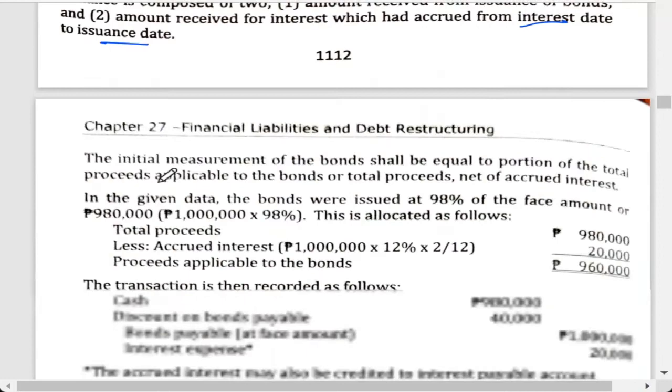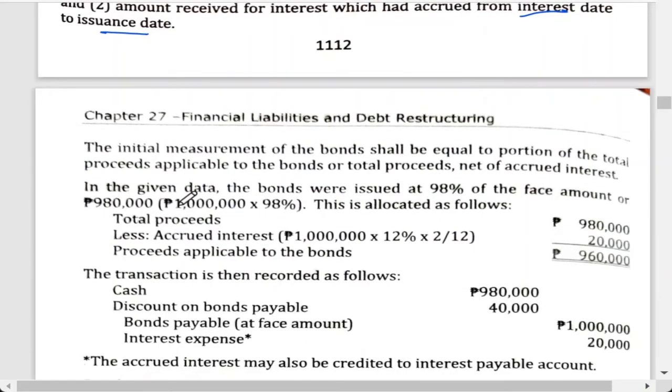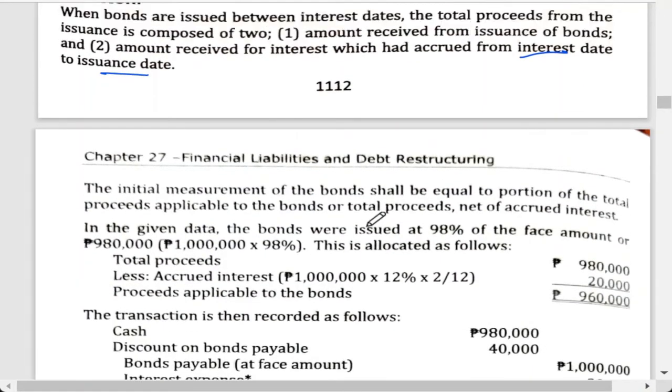So now let's go to the computation. In the given data, the bonds are issued at 98%. This is a quotation, so we will use that as our proceeds. So 98% times 1 million is 980,000. Then we compute the accrued interest.